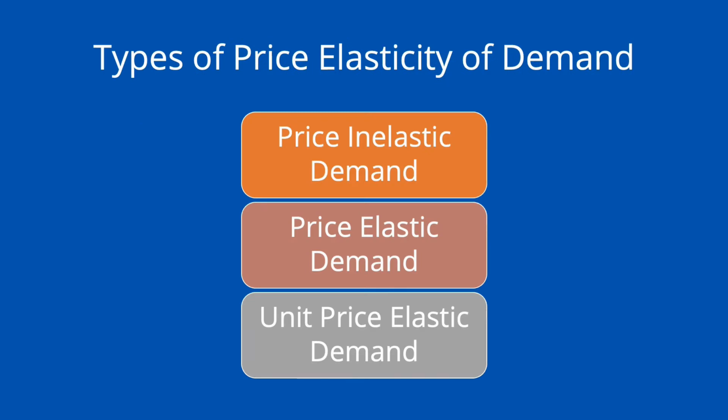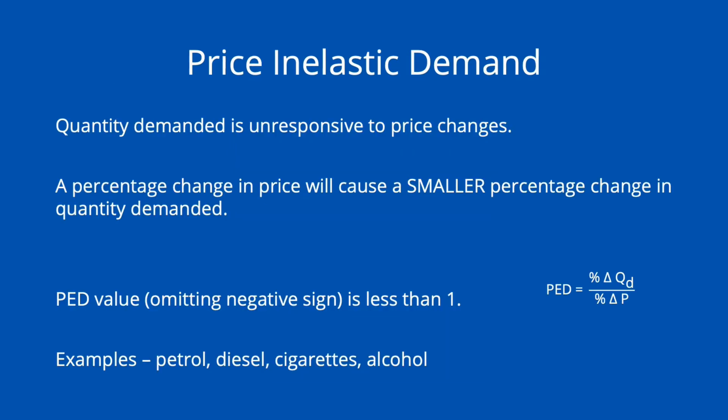There are three main types of PED you should be aware of: price inelastic demand, price elastic demand, and unit price elastic demand. We'll come on to two other extreme forms later on in the video. Price inelastic demand is when the quantity demanded of a good is relatively unresponsive to price changes. This means that any percentage change in the price of a good will lead to a smaller percentage change in the quantity demanded by consumers.